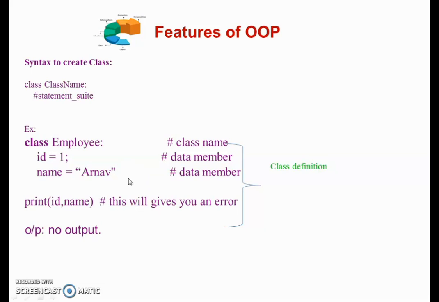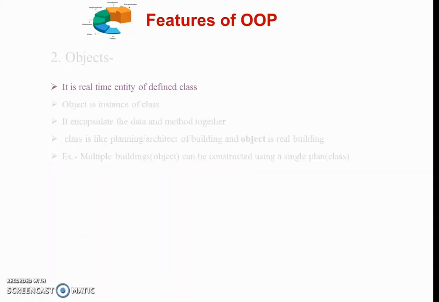Why will this happen? Because here we have not created an instance of the class, that is, a variable of the class, meaning an object of the class. So once a class is defined, the next job is to create an object or instance of that class. The object can access the class variables and class methods using the dot operator. The next feature of OOP is the object. Once a class is defined, the next job is to create an instance of the class.